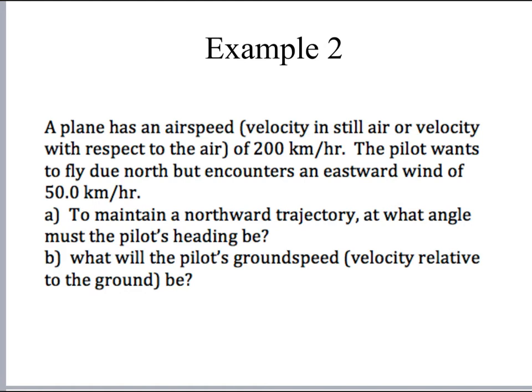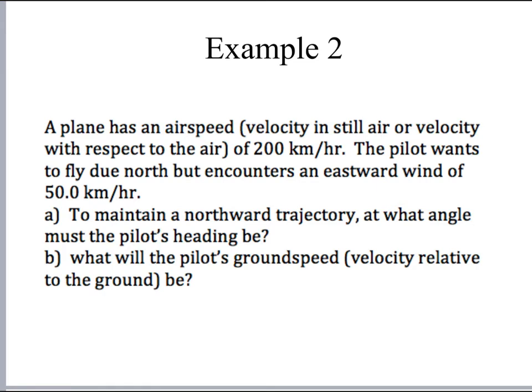A plane has an airspeed, that is the velocity in still air, or the velocity with respect to the air, of 200 kilometers per hour. The pilot wants to fly due north, but encounters an eastward wind of 50 kilometers per hour. That's a wind pointing towards the east. To maintain a northward trajectory, at what angle must the pilot's heading be? That's part A. And then part B says, what will the pilot's ground speed, that is the velocity relative to the ground, be?